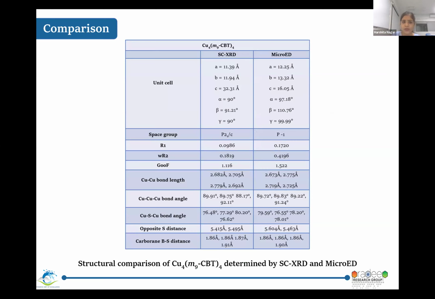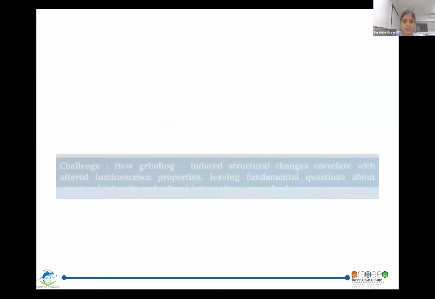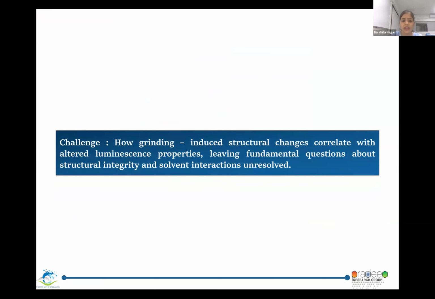So from the first example, we considered the reliability of micro-ED. From the second example, we got insight into solvent inclusion within the molecule. Now coming to the third work, before that, many copper nanoclusters show mechanochromic luminescence. From our group, in Arijit Bhaiya's paper, he showed that copper 4 OCPT and copper 4 MCBT show mechanochromic luminescence, and some other groups also showed that copper iodide clusters show mechanochromic luminescence. But the challenge is how grinding-induced structural changes correlate with the altered luminescence property, leaving fundamental questions about structural integrity and solvent interactions unresolved.